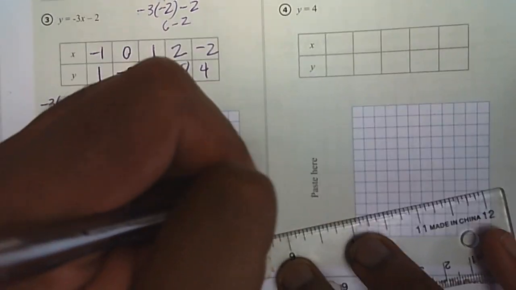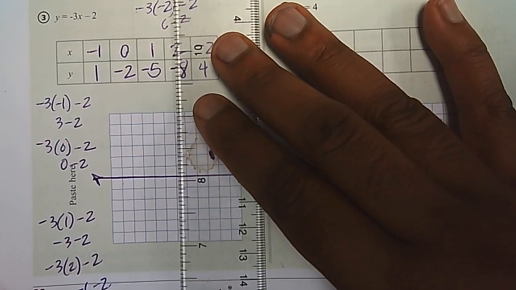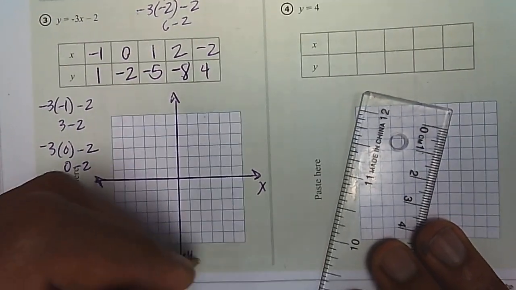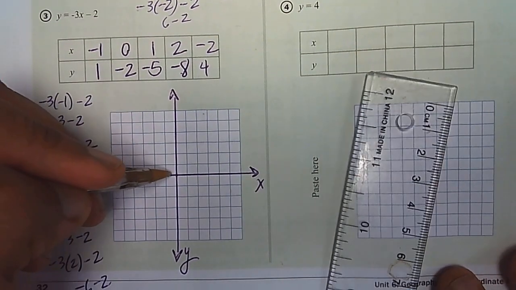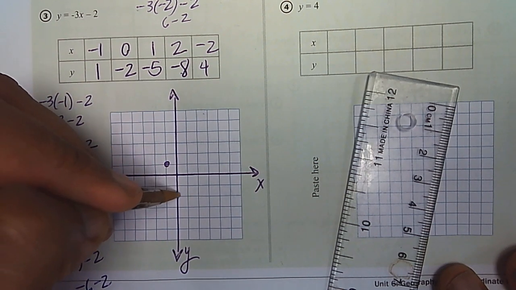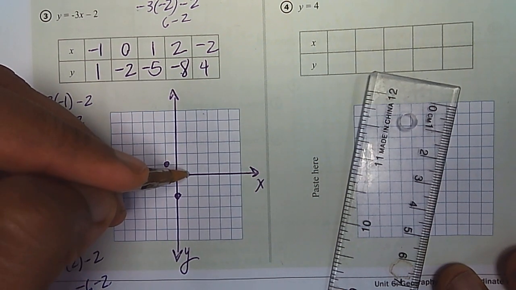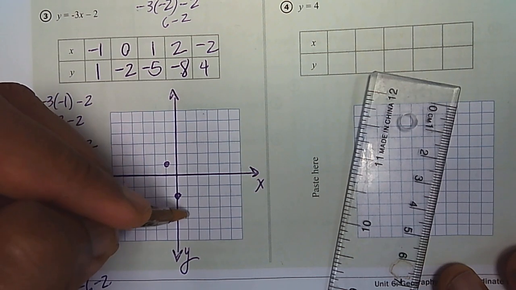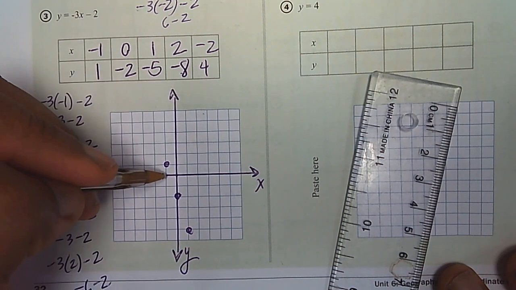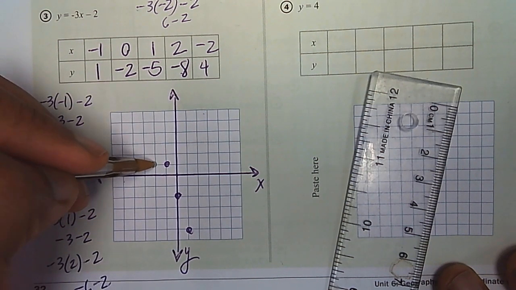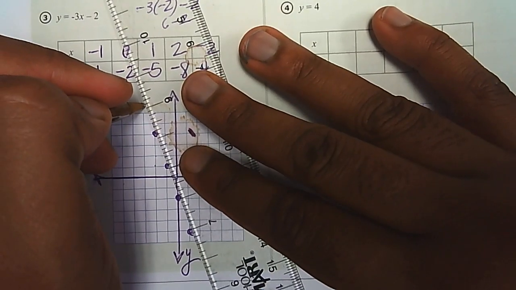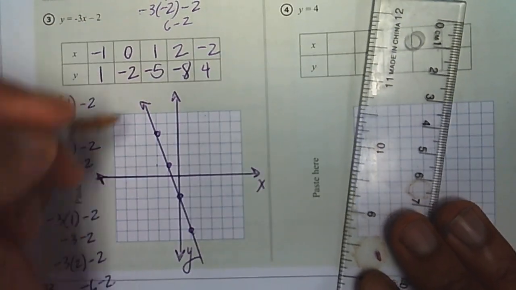So that's my x. And then up and down is my y. So negative 1, positive 1; 0, negative 2; 1, negative 5. 1, 2, 3, 4, 5. Negative 2, positive 2 is off the page. Negative 2, up 4. 1, 2, 3, 4.